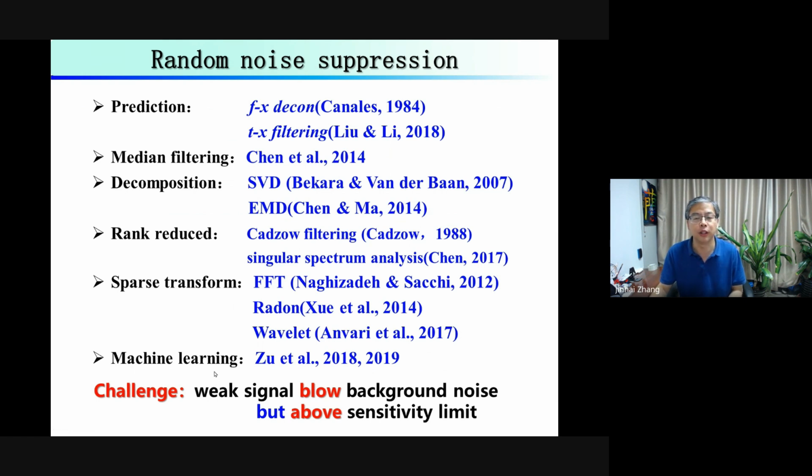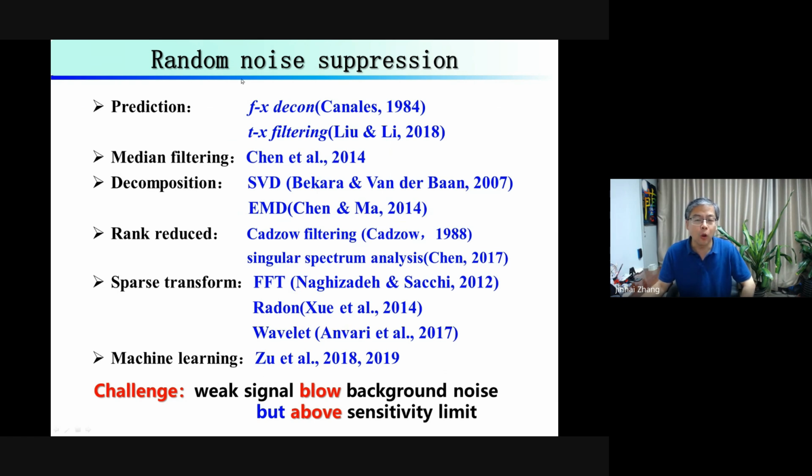It's mainly using artificial exploration by emitting ground vibration to detect the oil and gas underground. Anyway, in this field, people developed many different methods. They can be called the prediction method, median filtering method, decomposition or rank reduction method, or sparse transformation method, such as Radon, wavelet transform, FFT, Gabor, or windowed FFT. We can even use machine learning.